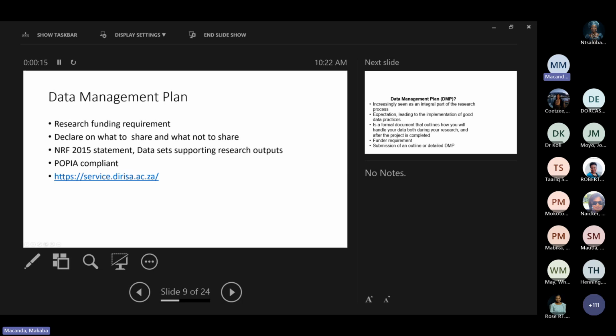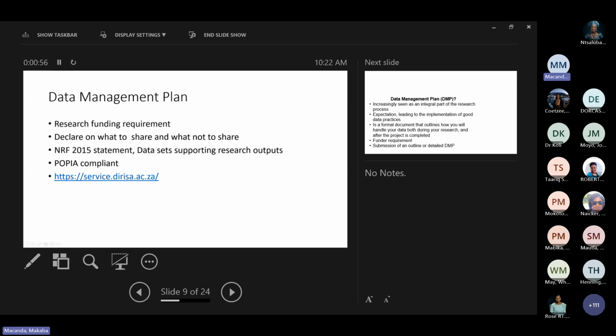In 2015, the NRF released a statement to say that data sets that emanate from research output, like your research article, thesis and dissertations, must be stored in a trusted repository that supports the research output. We have that solution available on a platform called Figshare. I've included the link in this presentation, and we also make sure the data management plan is POPIA compliant, for ethical and legal purposes.